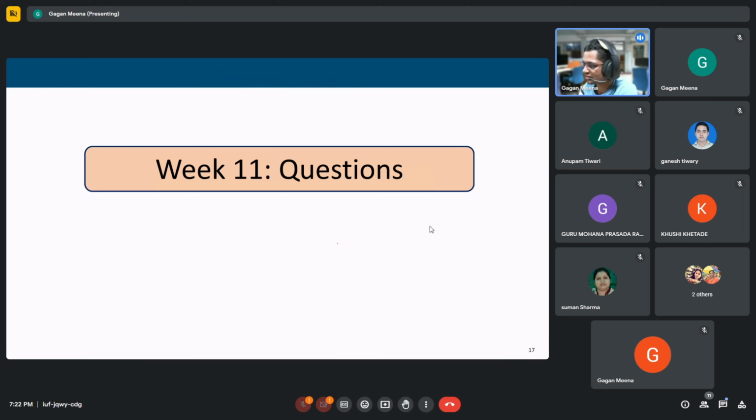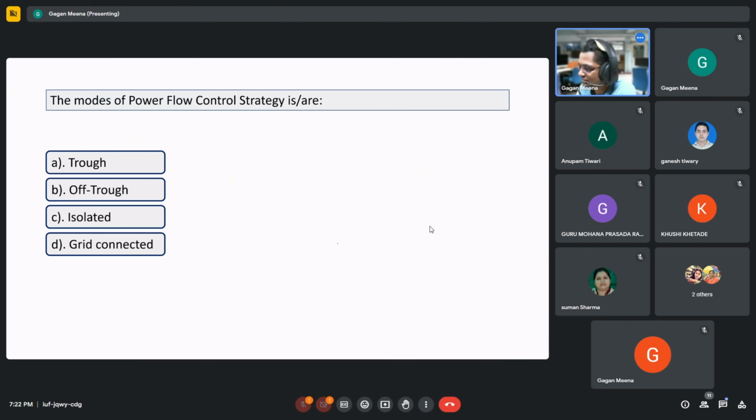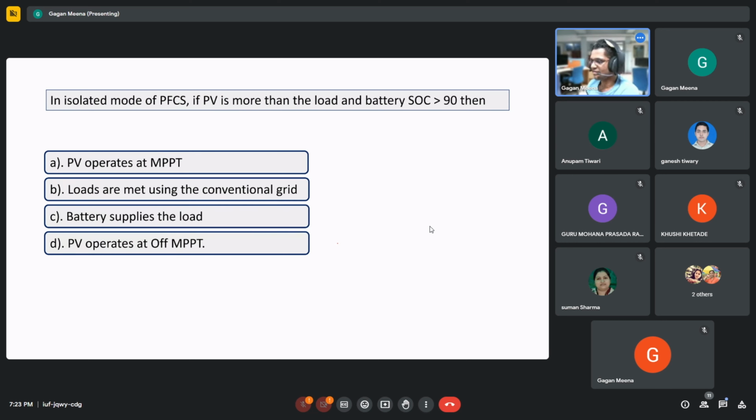Now there are more questions. The first question is, the modes of power flow control strategies are which? Which one is correct? C and D. Yes, isolated and grid connected. This was easy. Such types of questions can be asked, which I was telling you, based on that flow chart.